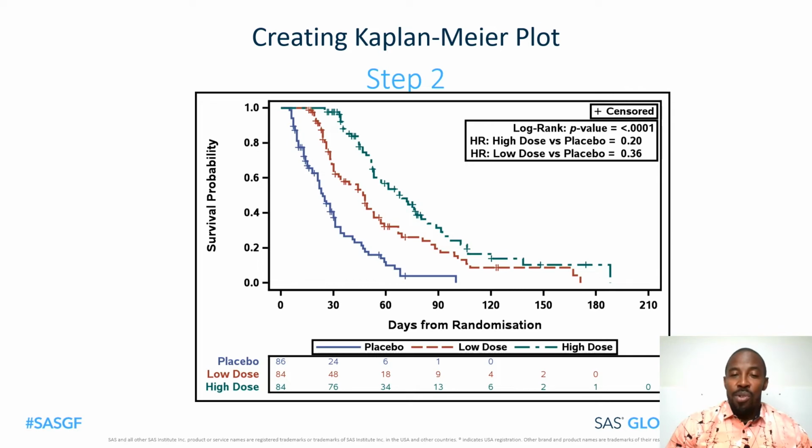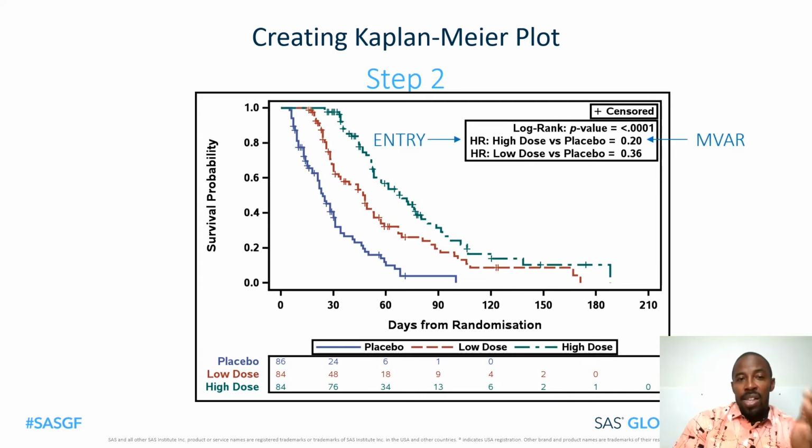Now we're on step 2. How do you create the log-rank p-values, hazard ratio, summary statistics table? That is a mouthful, and I'm going to show you. You can create this table using the mvar statement and entry statements. The mvar, and that's the entry.